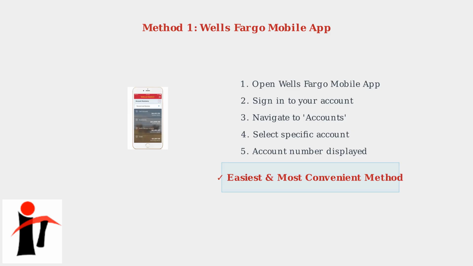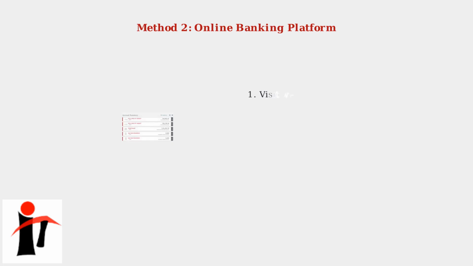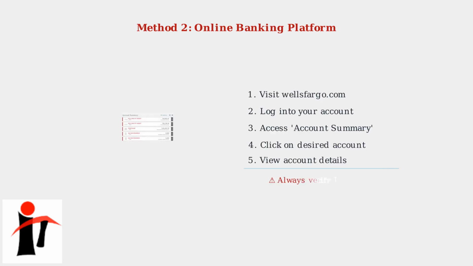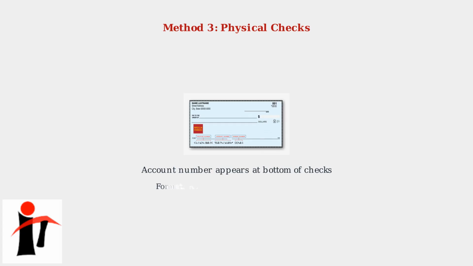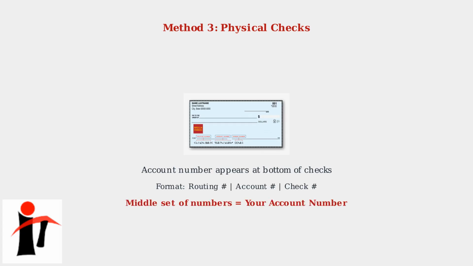on your screen. You can also find your account number on the online banking platform. Log in to wellsfargo.com, access the account summary page, and click on the desired account to view the full account details. For those who prefer traditional methods, your account number is printed on your physical checks.